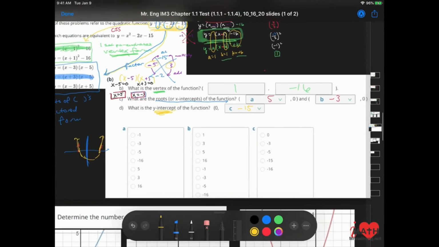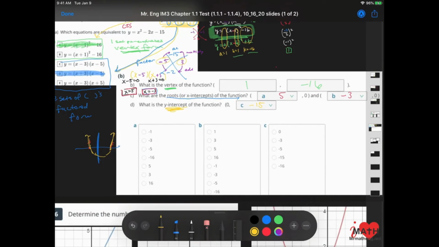So let's just make sure. The pull-down option is 5 and negative 3. Okay, it would also be correct if you pick the other direction. You can also have negative 3 and 5. So it has to be in those kinds of pairs.